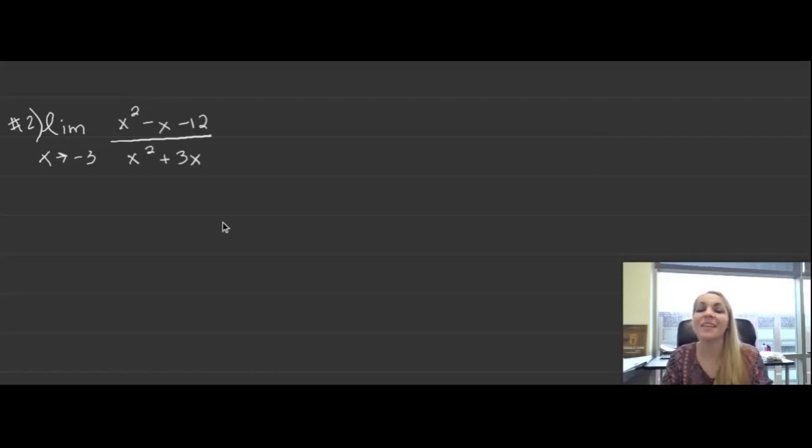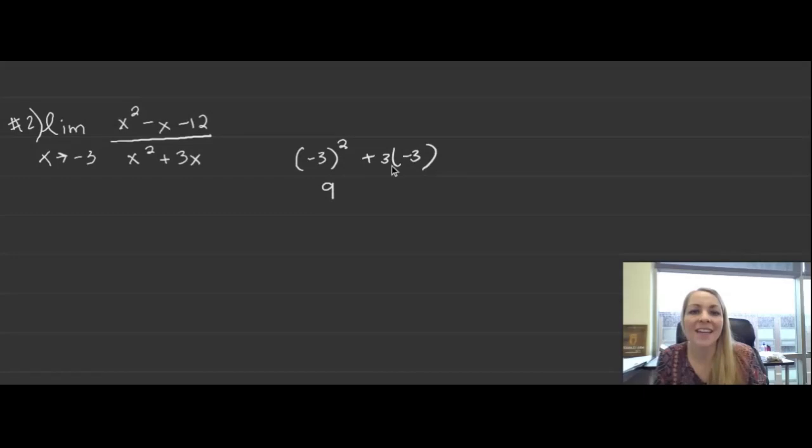Example number 2. The limit as x approaches negative 3 of x squared minus x minus 12 over x squared plus 3x. The first thing we always want to try is plugging in negative 3 to see if we get that denominator equal 0. Remember that sad face that I had in the intro? So let's plug negative 3 in here. So I have the quantity negative 3 squared plus 3 times negative 3. Negative 3 times negative 3 is 9, and 3 times negative 3 is negative 9.